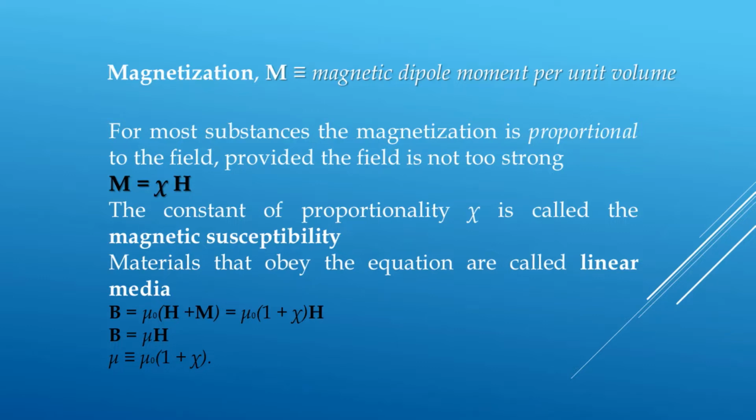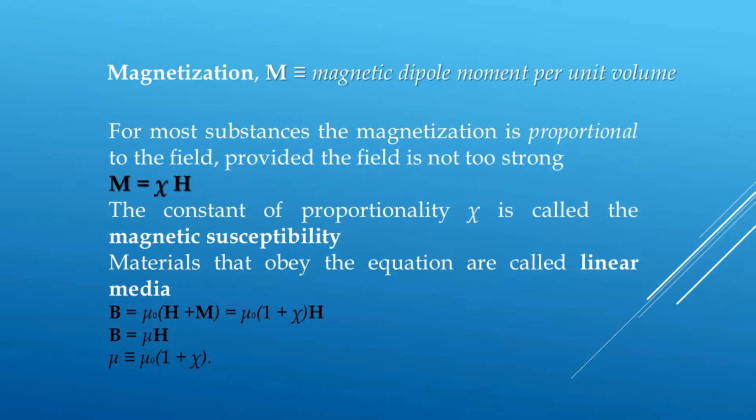Now we know the relation between B and H, right? So H equals 1 by mu 0 into B minus M, where mu 0 is the permeability of free space. So from this equation we can say B equals mu 0 into H plus M. You can see the equation.